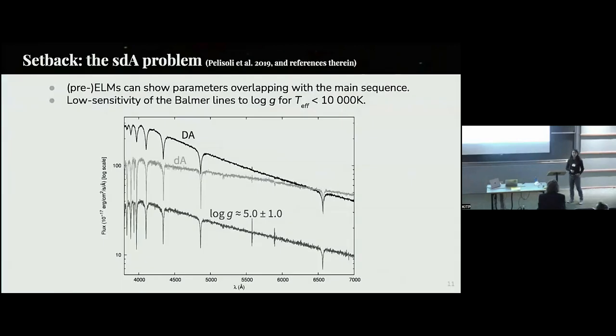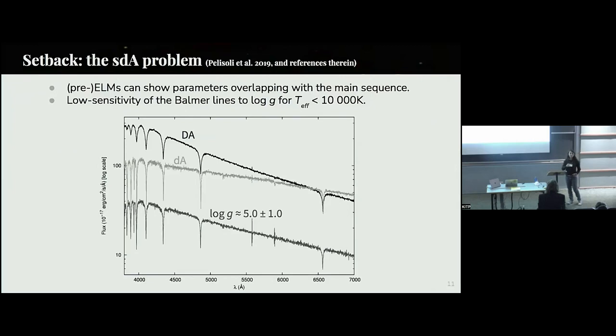No, unfortunately not. And Warren's already laughing because he knows it's not easy. This is fairly straightforward if you have a white dwarf that is hotter than around 10,000 Kelvin with a log g above 5.5. Below that, the parameters start overlapping with the main sequence, and that's where we have the so-called SDA problem.